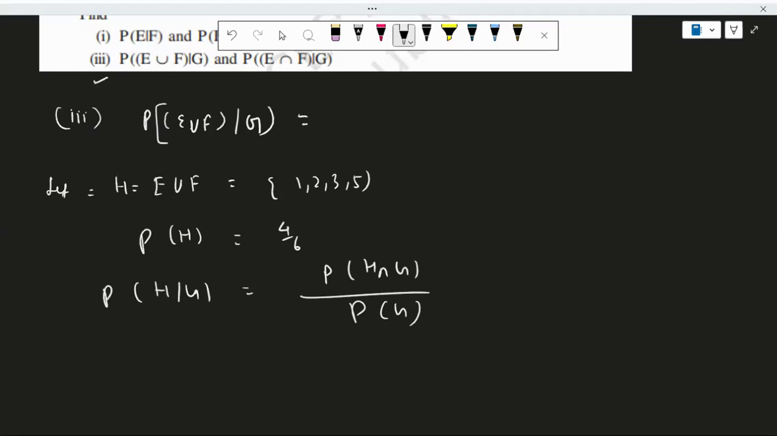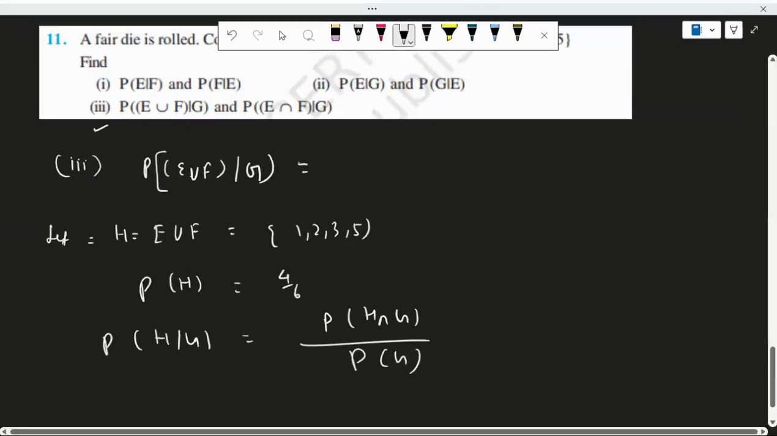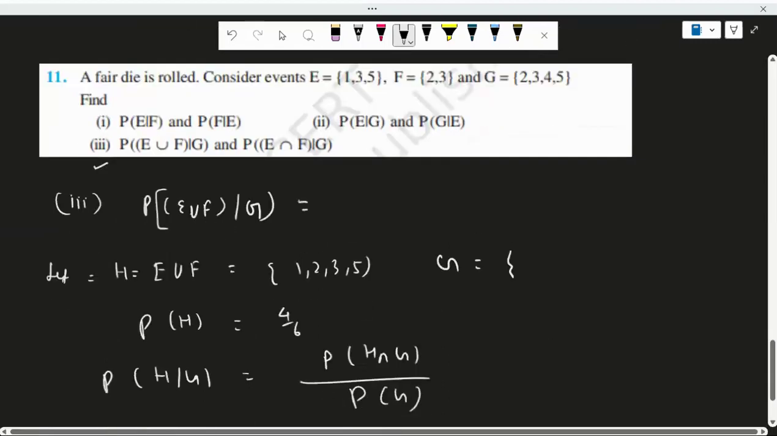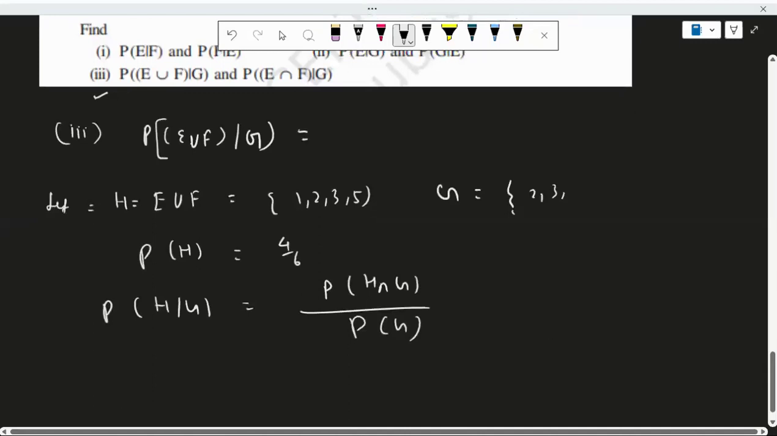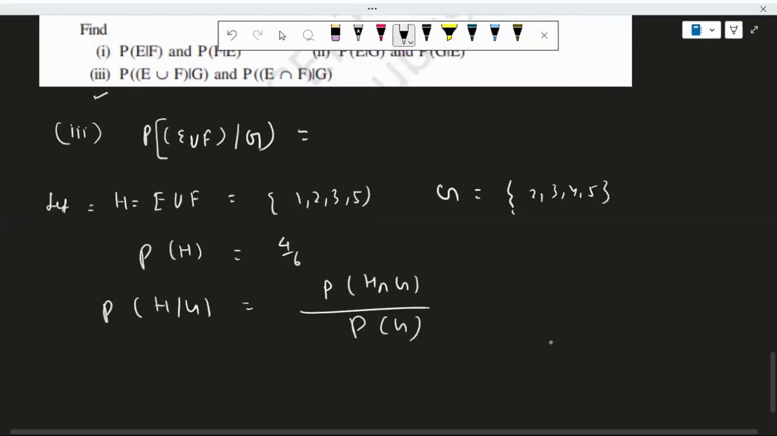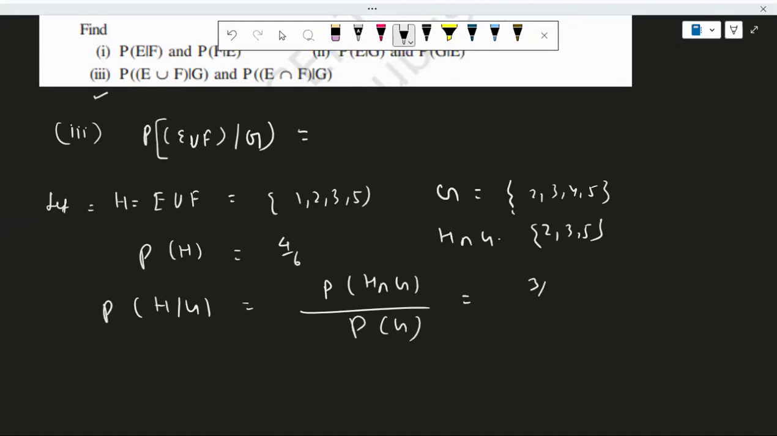So H intersection G will be what? H is 1, 2, 3, 5 and G is 2, 3, 4, 5. So H intersection G will be 2, 3, 5, isn't it? Yes, sir. So P(H intersection G) will be 3 over 6 and P(G) will be 4 over 6. So the answer is 3 over 4.